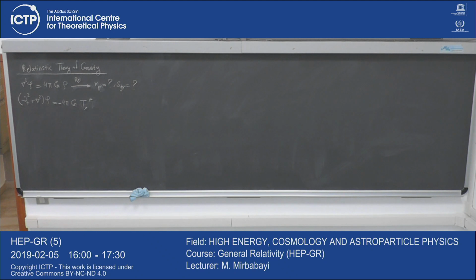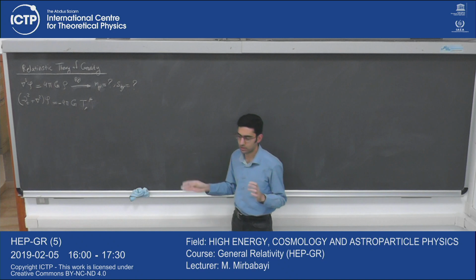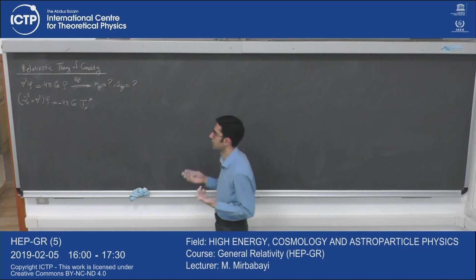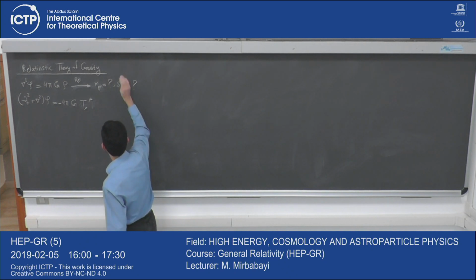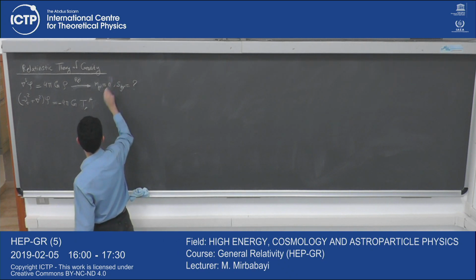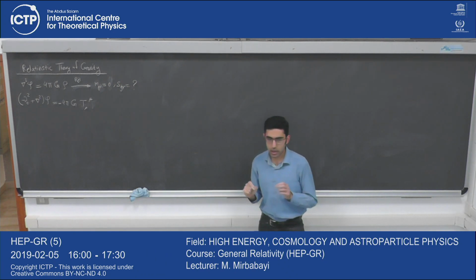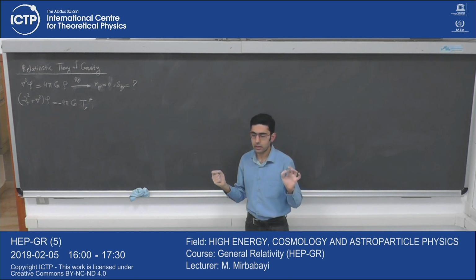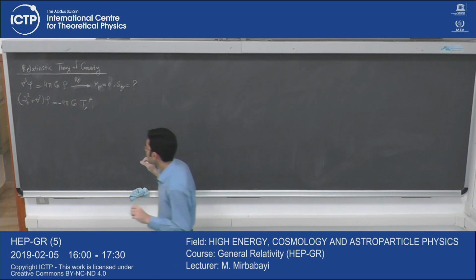Since we learned that the representations of Poincaré are characterized by mass and by spin, or helicity if we are talking about a massless one. So the answer to the first question is that m has to be zero, because if we consider massive particles, then they introduce a short-range force.